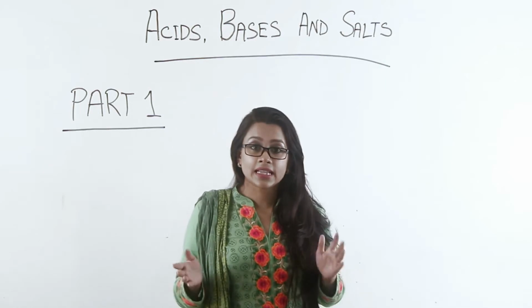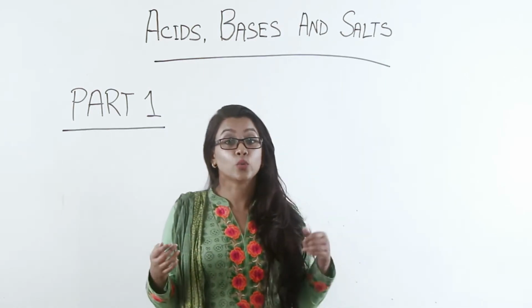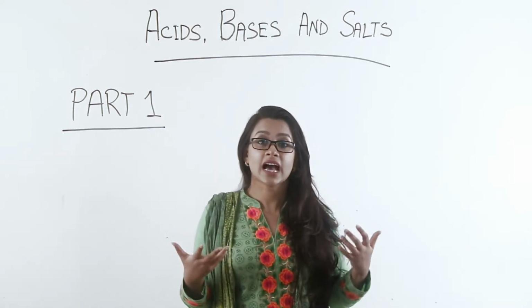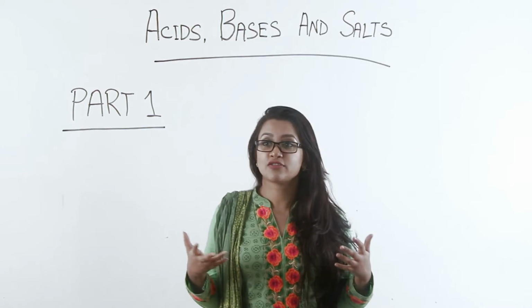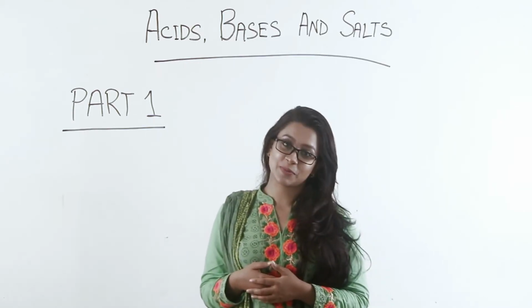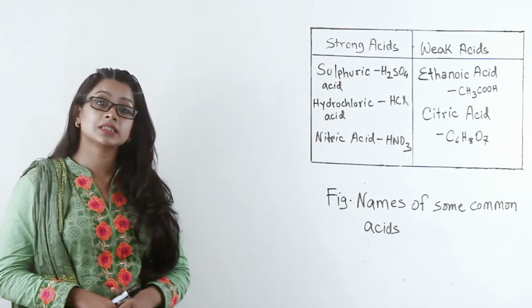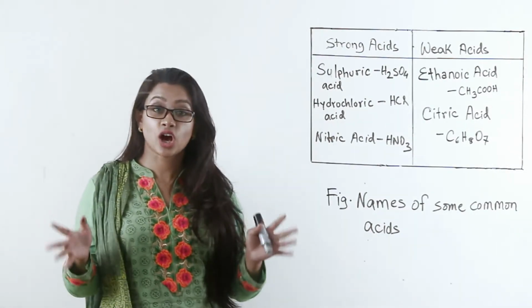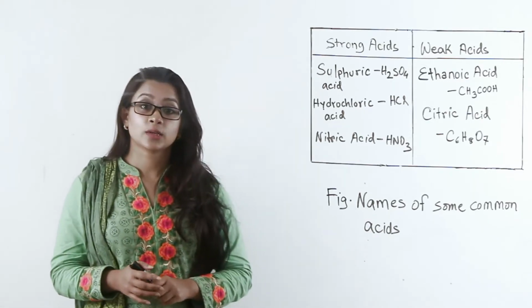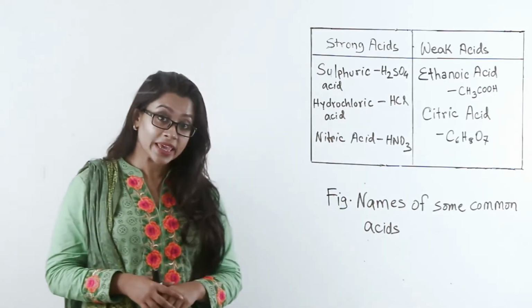Now, in this part of our lecture, we are going to discuss what weak acids and strong acids are and how they react with metals and different chemicals. So, without further ado, let's begin. As you can see here, this table contains the names of some very common acids. At this part, you can see some of the strong acids. At that part, you can see some of the weak acids.